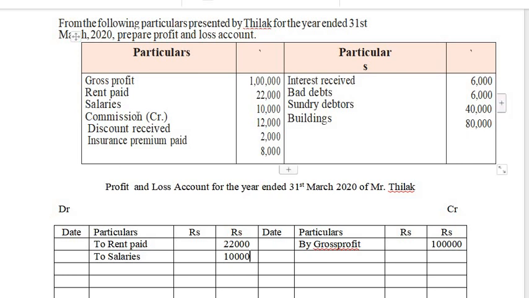The next one is commission. Whenever any item is given with CR within brackets, which is nothing but credit balance, you have to consider it as income. Suppose this commission is given as DR, debit balance, you have to consider it as an expense. I'll repeat again, guys: any information given with CR within brackets, you can consider as income; DR means you can consider as an expense. Here they have given CR, so I'm taking it as income.